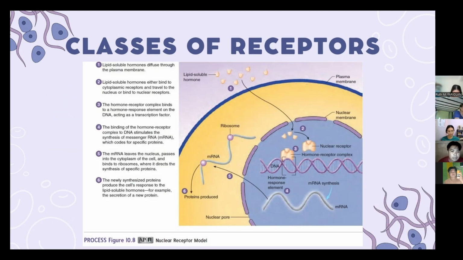So, nuclear receptor model, as you can see, lipid-soluble hormones diffuse through the plasma membrane. Then the lipid-soluble hormones either bind to the cytoplasmic receptors and then travel to the nucleus, or bind to the nuclear receptors. Then the hormone-receptor complex binds to the hormone response element on the DNA. Then the binding of the hormone-receptor complex to the DNA stimulates the synthesis of messenger mRNA, and the newly synthesized proteins produce a cell's response to the lipid-soluble hormones, for example, the secretion of a new protein.